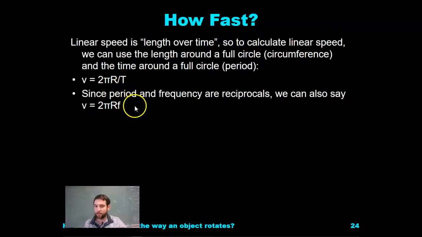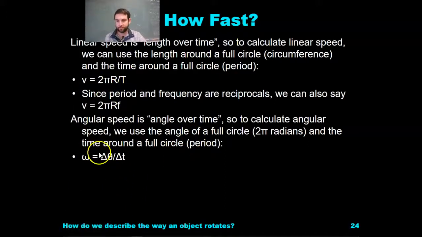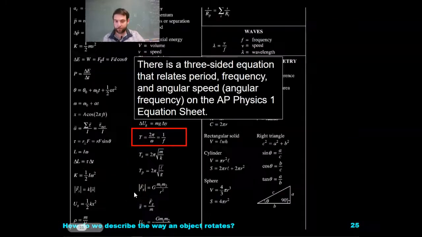Angular speed is angle over time, so to calculate angular speed, we use the angle of a full circle, 2 pi radians, and the time around a full circle, the period. So omega equals the change in angular displacement over the change in time, and the angular displacement is going to be 2 pi divided by the time it takes to go full circle, the period. Because period and frequency are reciprocals, we can also say that omega equals 2 pi times the frequency.